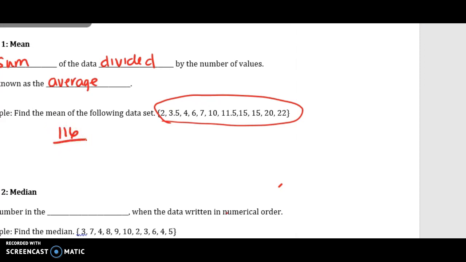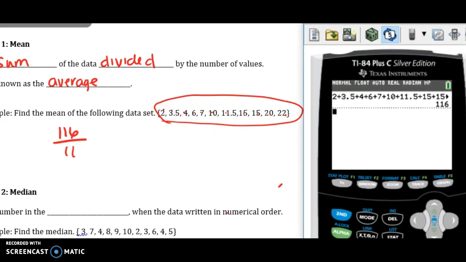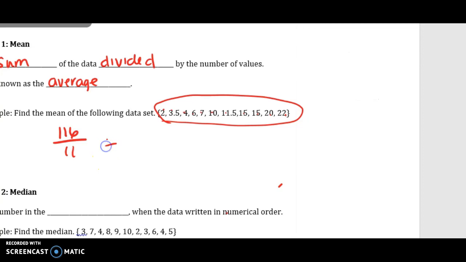I need to take 116 and then divide it by the number of numbers that I have, which is 1, 2, 3, 4, 5, 6, 7, 8, 9, 10, 11. You take that answer, divide it by 11, and hit enter, and you get about 10.45. So that would be your mean.